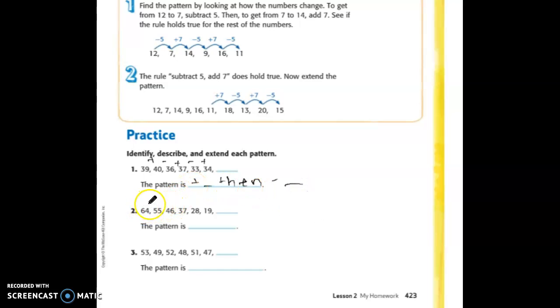Okay, now we've got 64, 55, 46, 37, 28, and 19. Now this pattern is consistently going down. So this is most likely going to be subtraction. It could be division, but I'm not seeing a big enough change in the numbers for it to be division. So try and find that pattern.